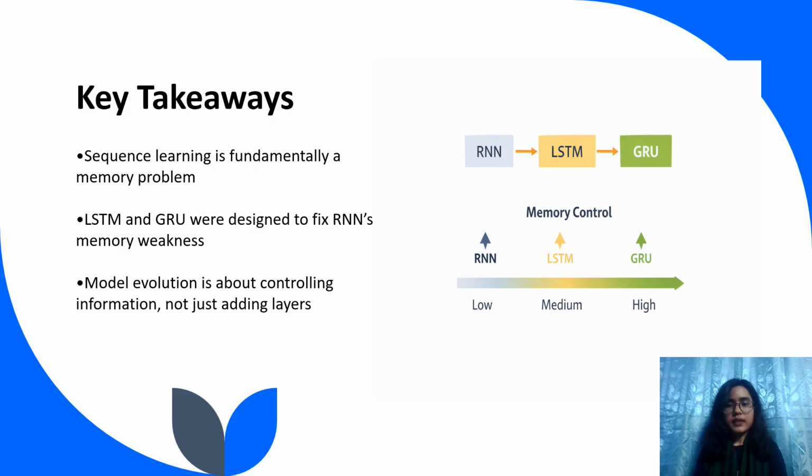To conclude, sequence learning is fundamentally a memory management problem. RNN showed us that recurrence is possible. LSTM taught us how to preserve long-term information. GRU showed that simplicity can still be powerful. So, successful sequence models are defined not by complexity but by how well they control memory.